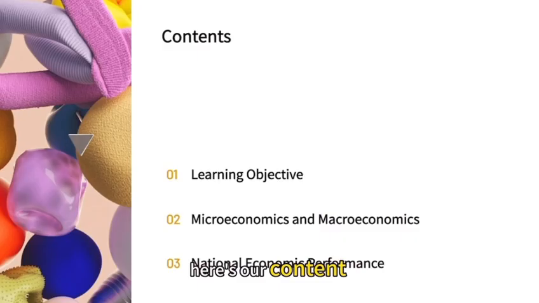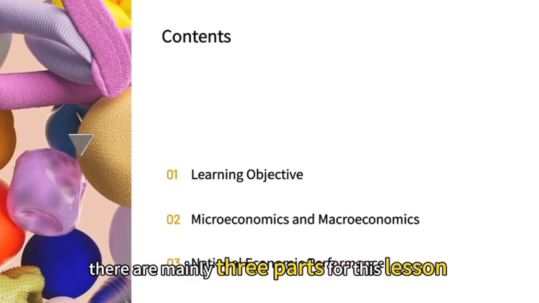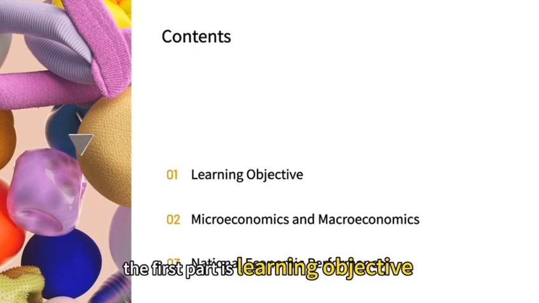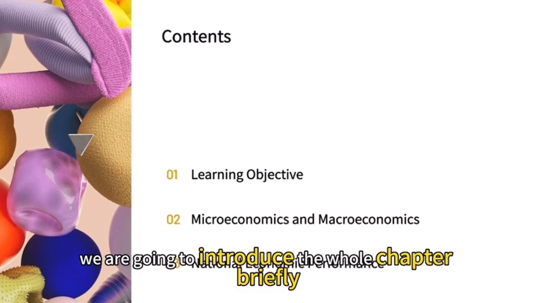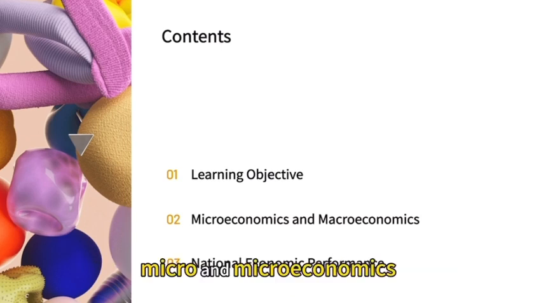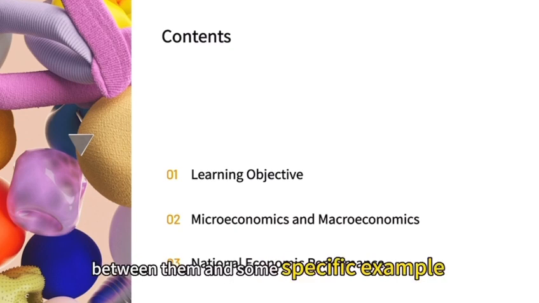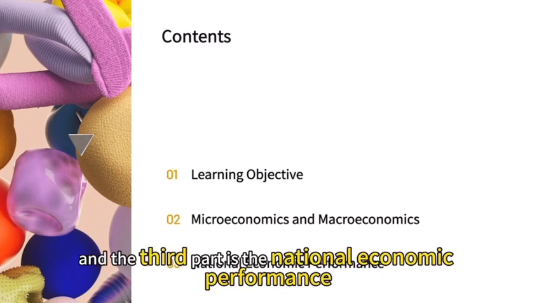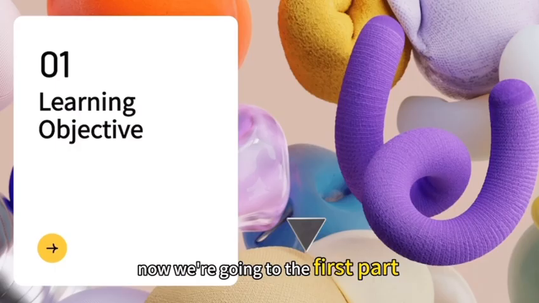Here's our contents. There are mainly three parts for this lesson. The first part is learning objective. We are going to introduce the whole chapter briefly. And the second part is micro and macroeconomics: what's the difference between them, and some specific examples in your daily life. And the third part is the national economic performance. Now we're going to the first part.